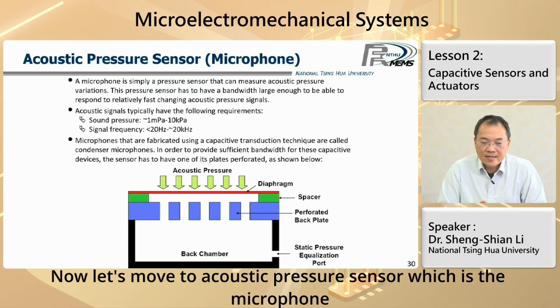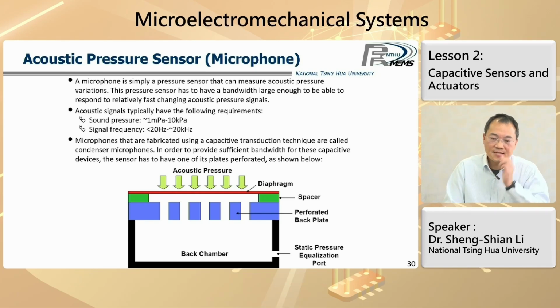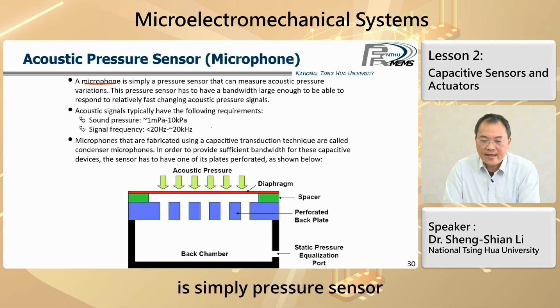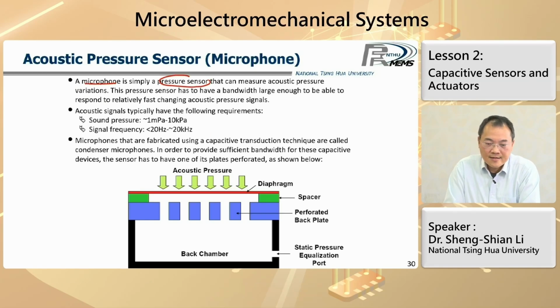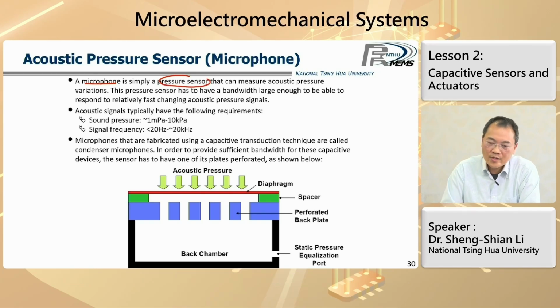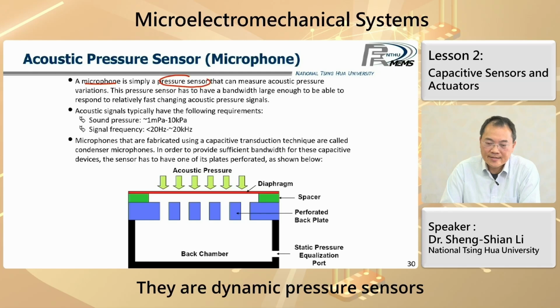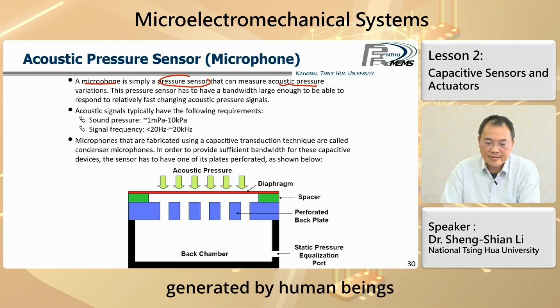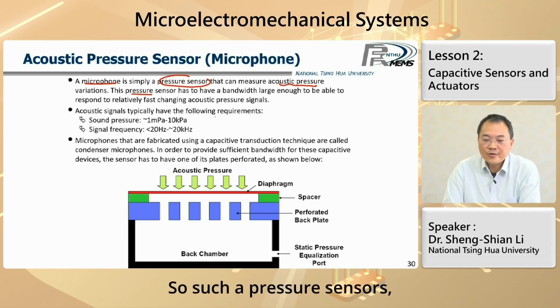Now let's move to the acoustic pressure sensor, which is the microphone. So you can see a MEMS microphone is simply a pressure sensor, but it is not a static pressure sensor like the barometric pressure sensor we mentioned. No, it is a dynamic pressure sensor. It has to respond to the dynamic acoustic pressure generated by human beings, right?